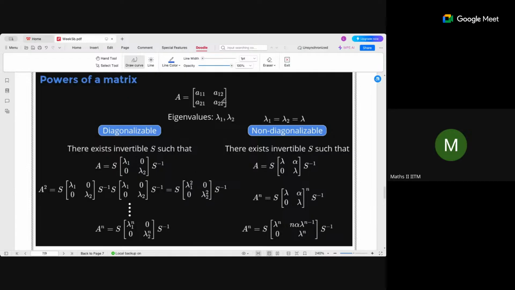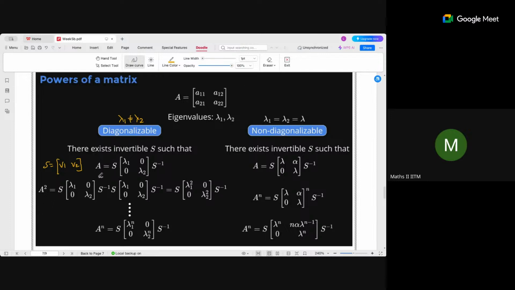So you take a matrix A, and let's say lambda 1 and lambda 2 are the eigenvalues. Now, if lambda 1 and lambda 2 are two distinct eigenvalues, then you know that you have a diagonal representation for this. So you can find an invertible matrix S, where S consists of the eigenvectors corresponding to lambda 1 and lambda 2, right? And now, how do you compute the powers? Imagine computing powers of a huge matrix. Now we have just 2 by 2, and even that involves quite some computation.